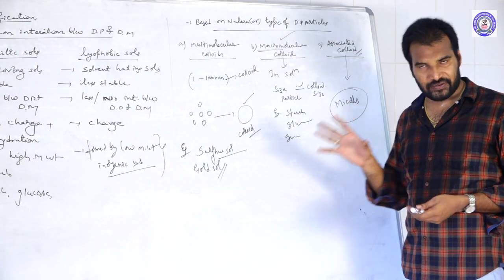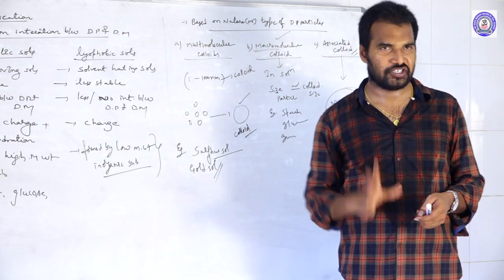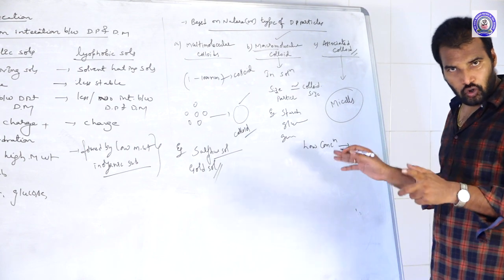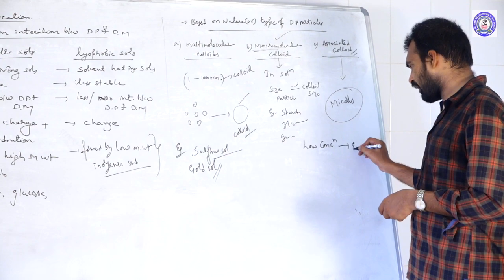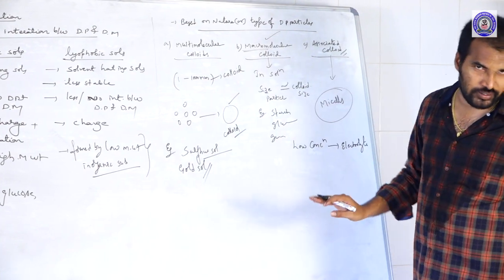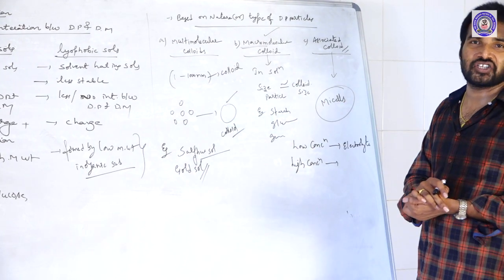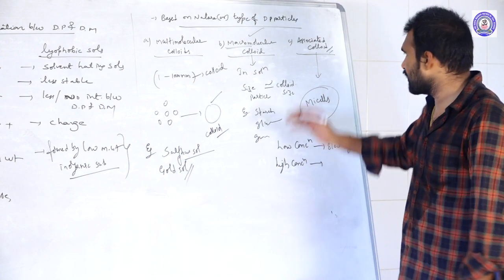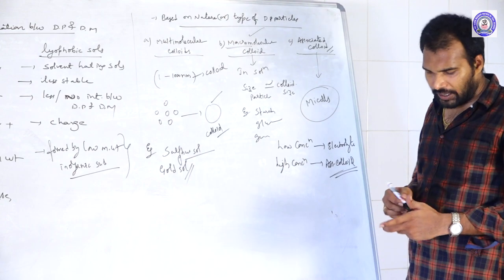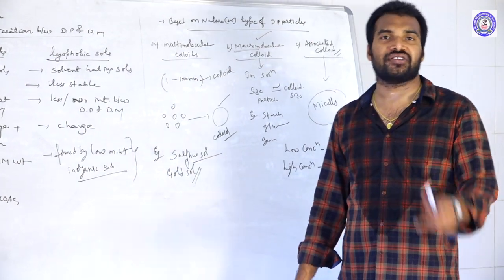But the difference is this association can take place only after a minimum concentration. At a low concentration, these solutions act as normal electrolytes only. But at high concentration, what happens? They associate together and form associated colloids.